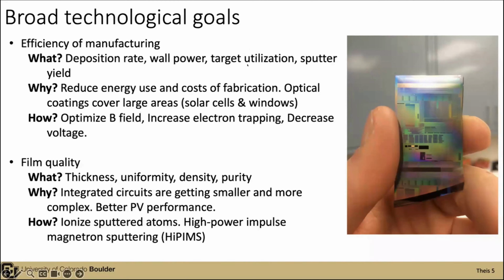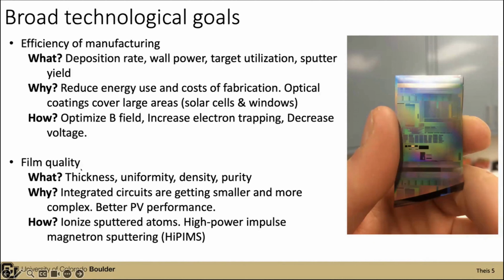How much of that cathode block of material do we actually use, and increasing the sputter yield? Why is that important? It reduces energy use and cost of fabrication. You can think of that as being especially important in optical coatings that cover really large areas. How can these be accomplished? You could optimize the B field to increase electron trapping with the goal of decreasing the voltage.